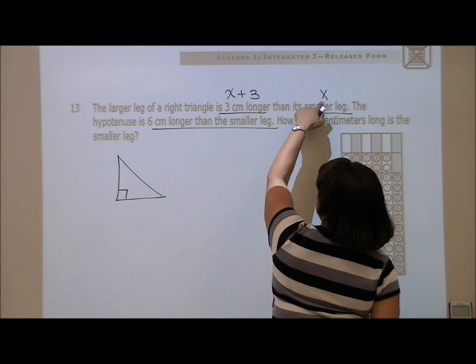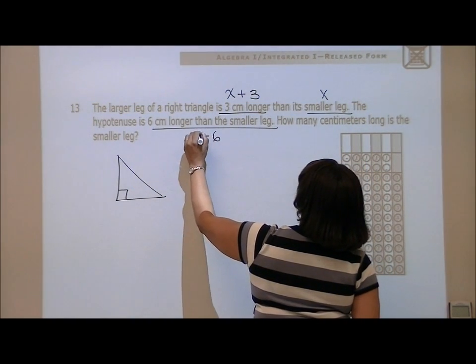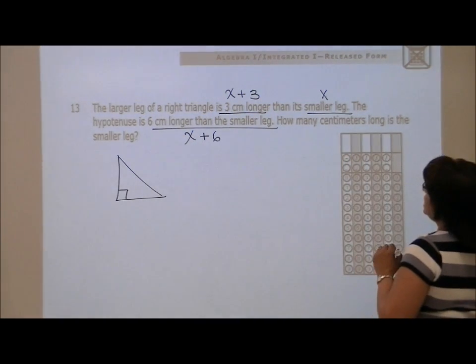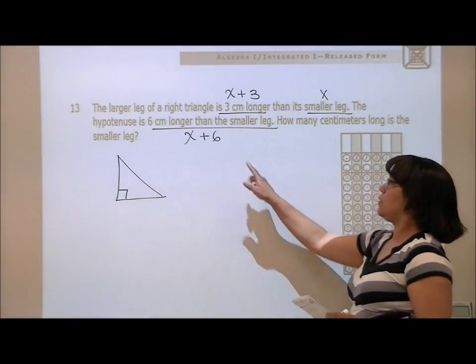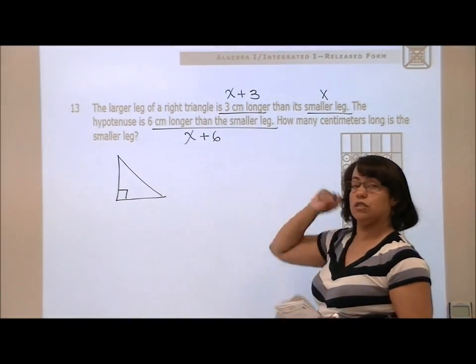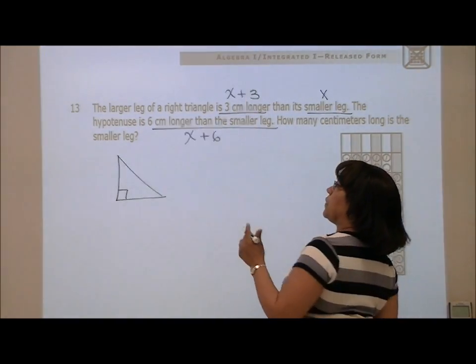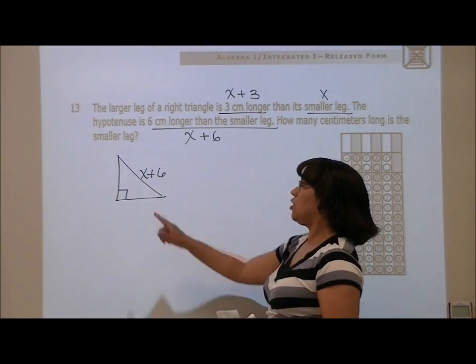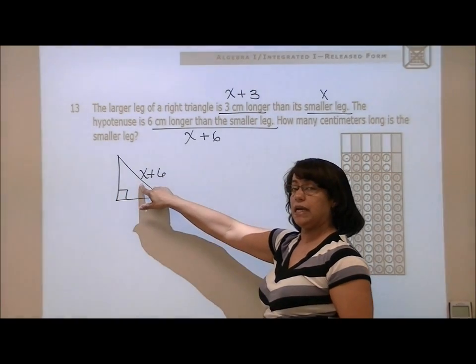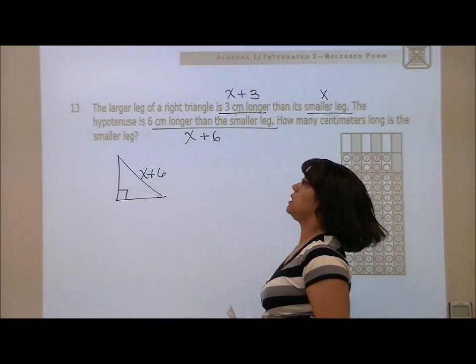So the smaller leg is x, so we're going to do 6 longer than x. How many centimeters long is the smaller leg? Addition is commutative, so once again, this order doesn't matter. When you're using subtraction, you do have to be more careful. So now let's put our expressions where they go. Your hypotenuse is always across from your right angle. That's how you know where x plus 6 should be.